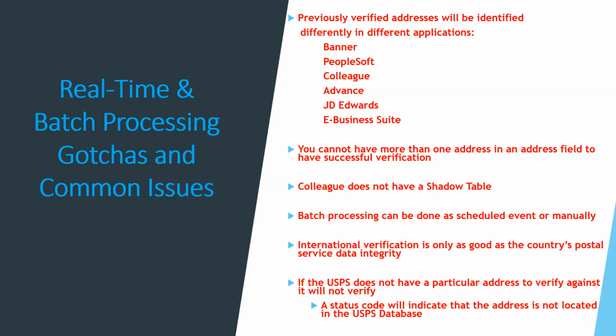Colleague does not have a shadow table at this time. If you want to store information like latitude and longitude or the residential business indicator, you're going to have to do that outside of Colleague, or you're going to have to do some custom coding.